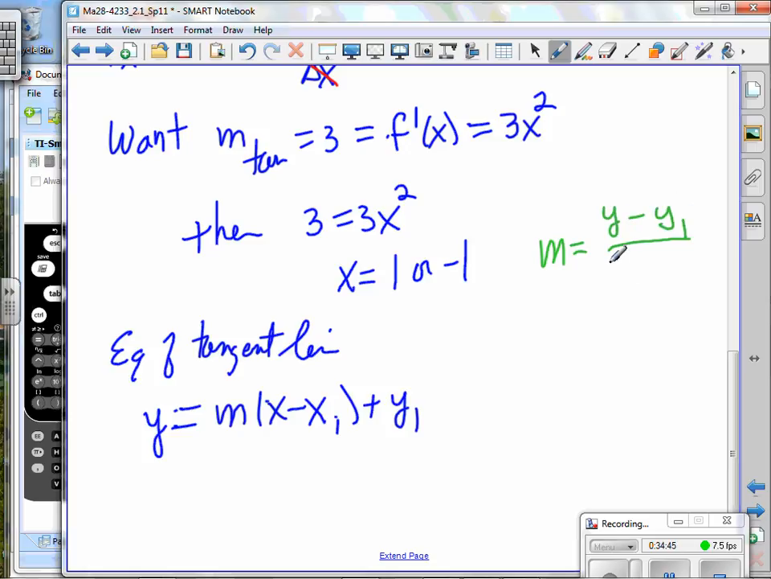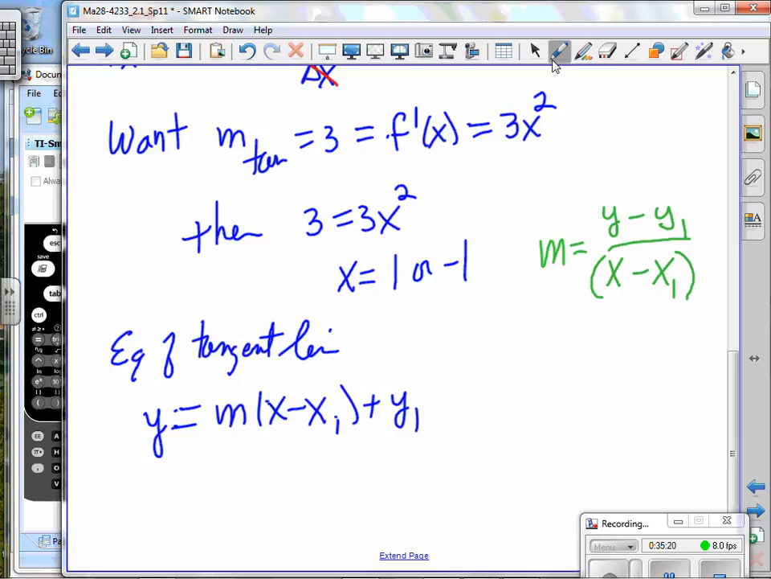Slope is y minus y1 over x minus x1. What happens when you multiply both sides by this denominator? You get m times the quantity x minus x1 equals y minus y1. What happens when you add y1 to both sides? That's where this comes from. This is nothing more than a variation on the slope formula, so there's no reason to memorize it. If you know slope, you know how to get to this.